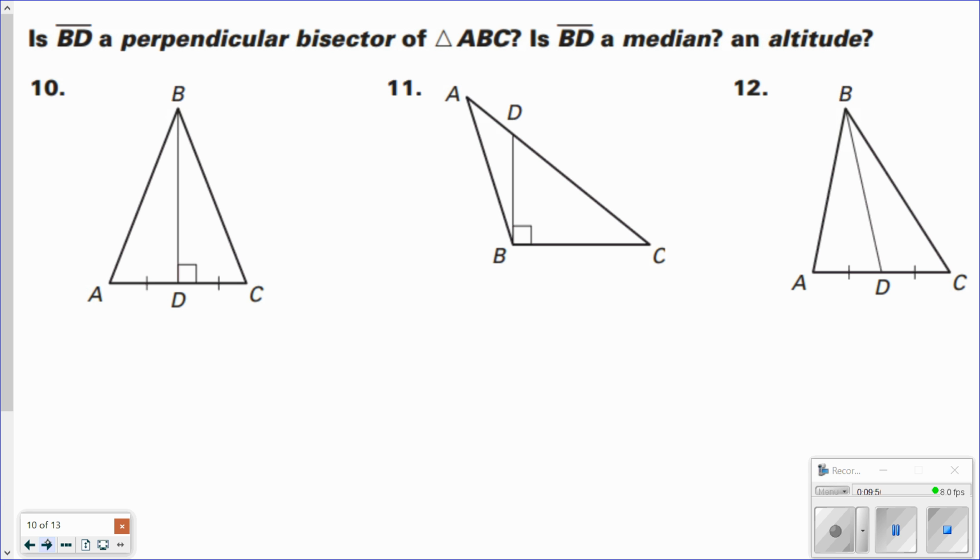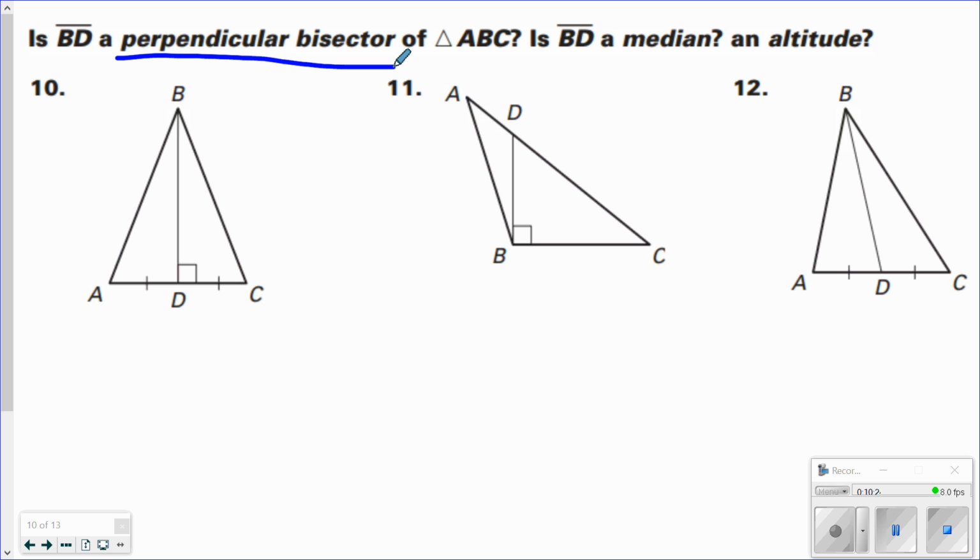Is BD a perpendicular bisector of angle ABC? Is BD a median? Is it an altitude? So we have three vocab terms here. Perpendicular bisector: it creates a 90-degree angle as well as cuts a segment in half. Is BD a median? Well, a median is a line that goes from the vertex to the midpoint of the opposite side. And finally, an altitude is a perpendicular segment from the vertex to the opposite side.